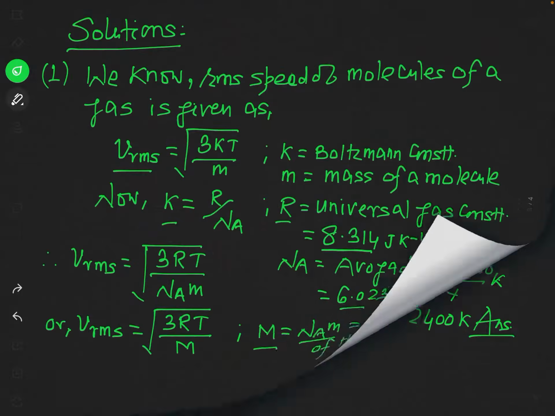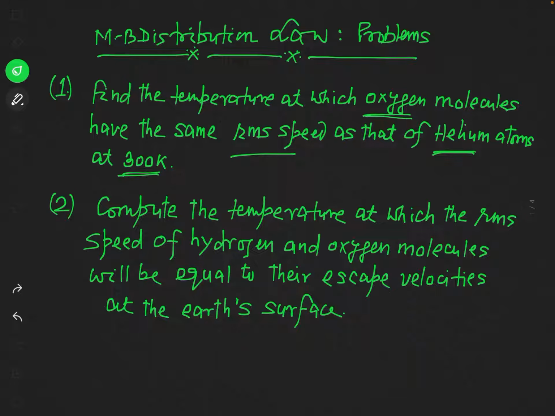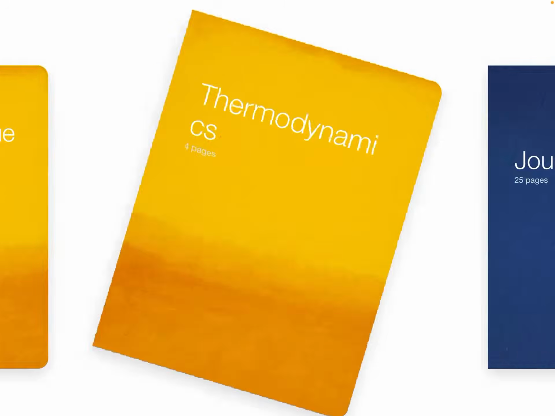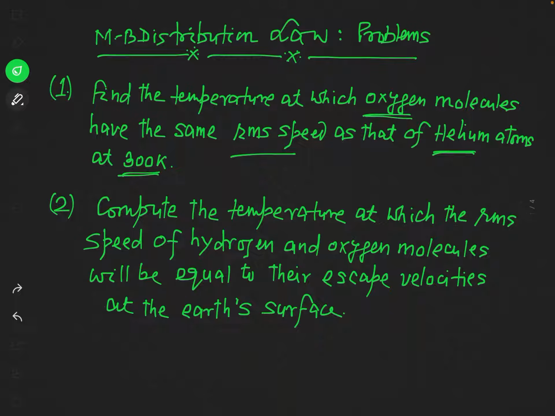Now we will solve the second problem. Actually, the second problem is very important for examinations like civil services or state public service commission. So let us see what this second problem is. In this second problem, we have to calculate the temperature at which the RMS speed of hydrogen and oxygen molecules will be equal to their escape velocities at the Earth's surface.